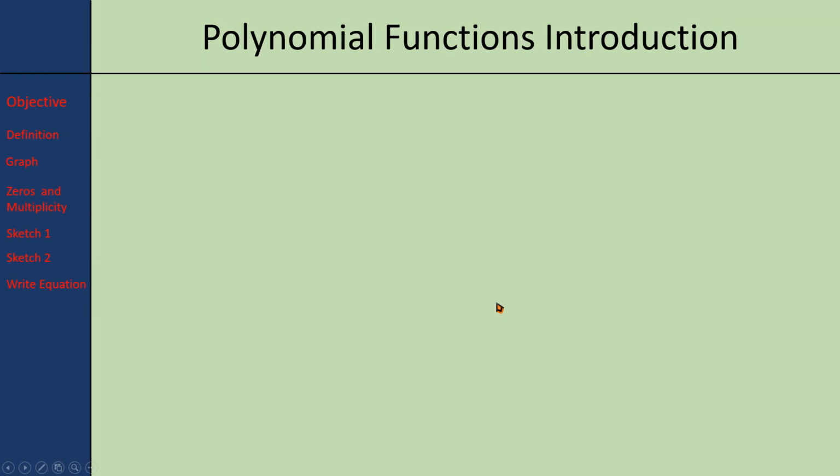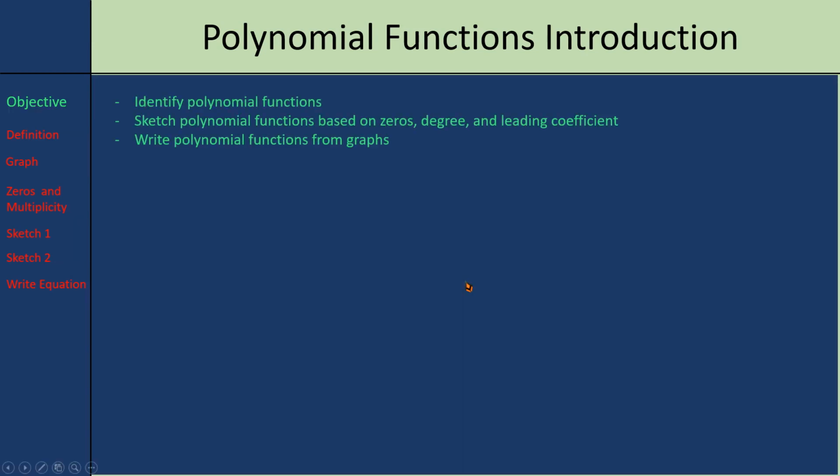All right, today is our first lesson for chapter 4. It's on polynomials. Our objectives are going to be to identify what polynomial functions are, and then we're going to sketch them based on the zeros, degree, leading coefficient, things like that. And then we're going to write the polynomial functions from the graphs.